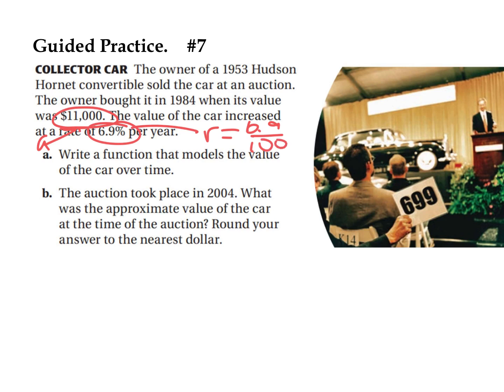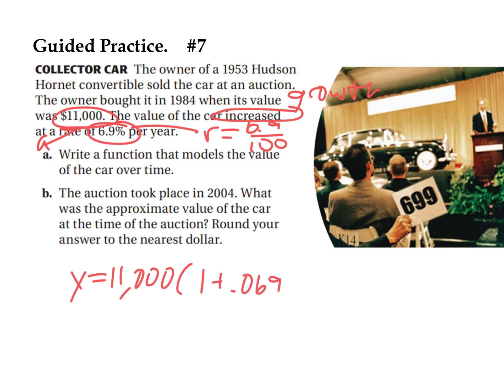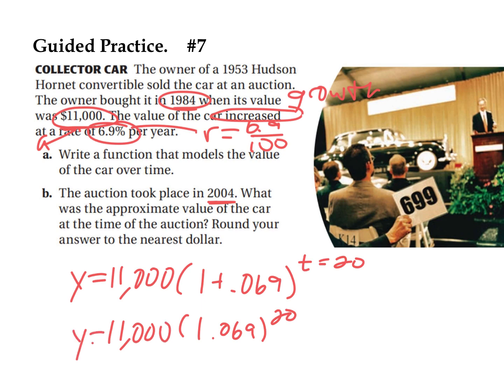Since it's increasing in value, that's growth, so we're going to add that. If we want to write an equation for this, we're going to have y equals 11,000 times (1 plus 0.069), 6.9% divided by 100, to the T power. In this case, if the auction took place in 2004 and it was bought in 1984, our T is going to be 20. So we're going to have 11,000 times 1.069 to the 20th power. So we can find out what the value of that car would be 20 years later.